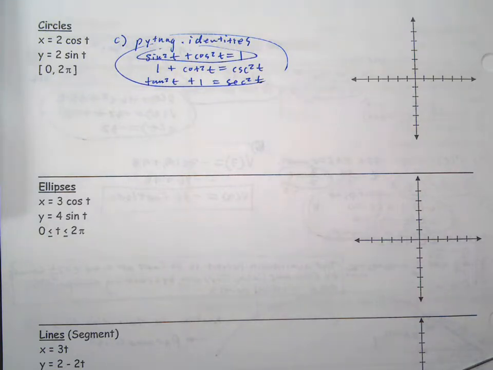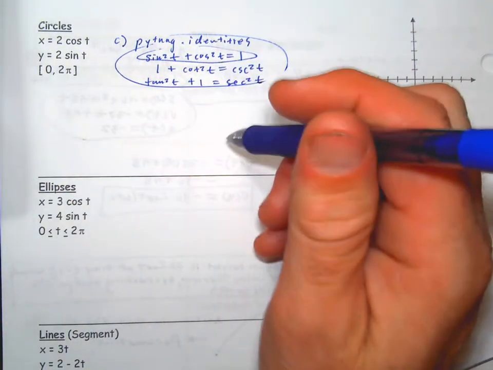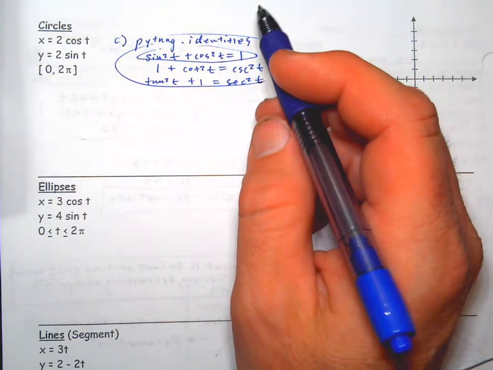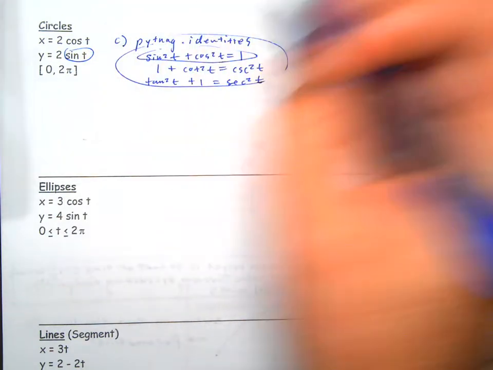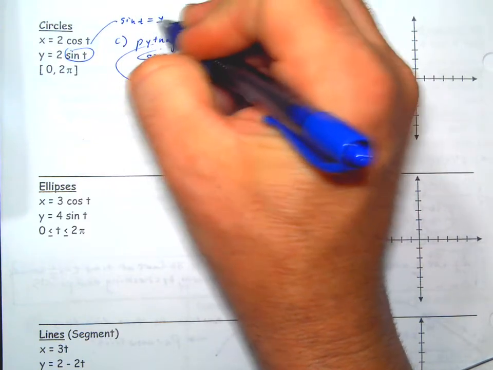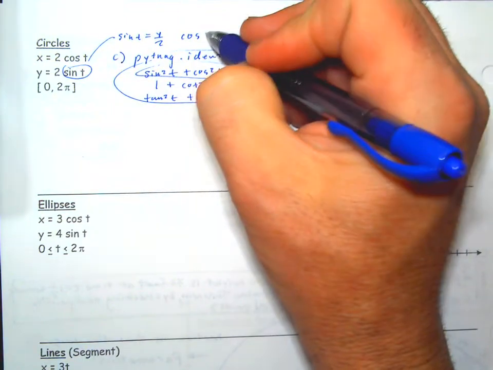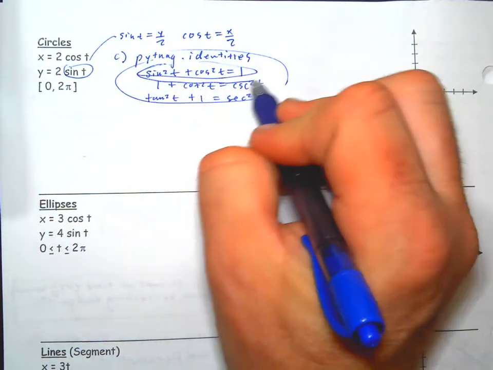And so we're going to use these ones that have sines and cosines. We're going to use this to bring them together to get rid of the t's and get x and y all together. So in this case right here, we're going to solve for sine. So, sine equals y over 2, and cosine equals x over 2. So we're going to plug those in to this one.